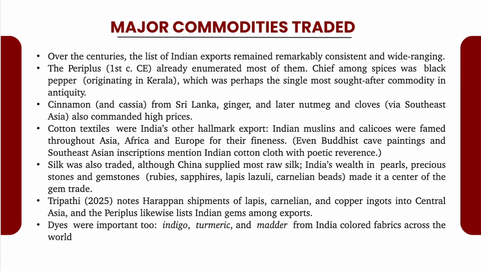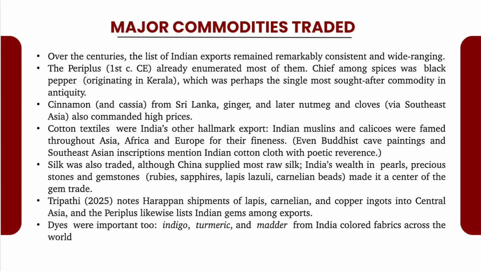Cotton textiles were India's hallmark export. Indian muslins and calicos were famed throughout Asia, Africa, and Europe. And even the Buddhist cave paintings mention Indian cotton cloth with poetic reverence. Silk was also traded, although China supplied most raw silk. India's wealth in pearls, precious stones, and gemstones made it a center of the gem trade.